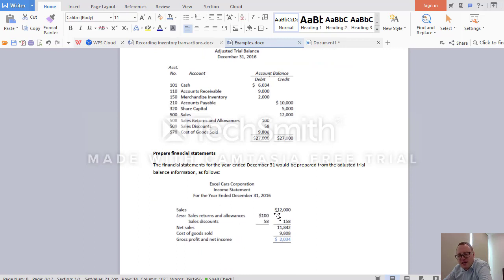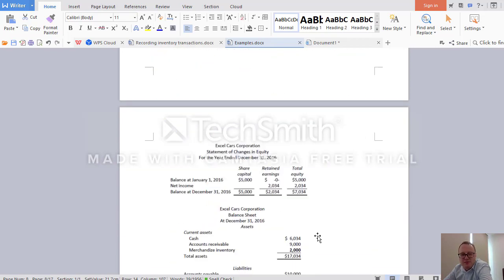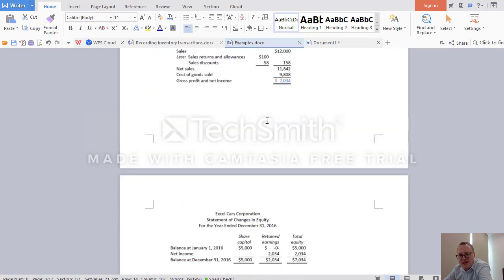You will have sales, and then all these sales returns and allowances and discounts will be subtracted from sales, and then you can get net sales. And then you can subtract COGS and you can get gross profit, and then subtract all other expenses. And then you can transfer the net income here into the retained earnings using the income summary account.